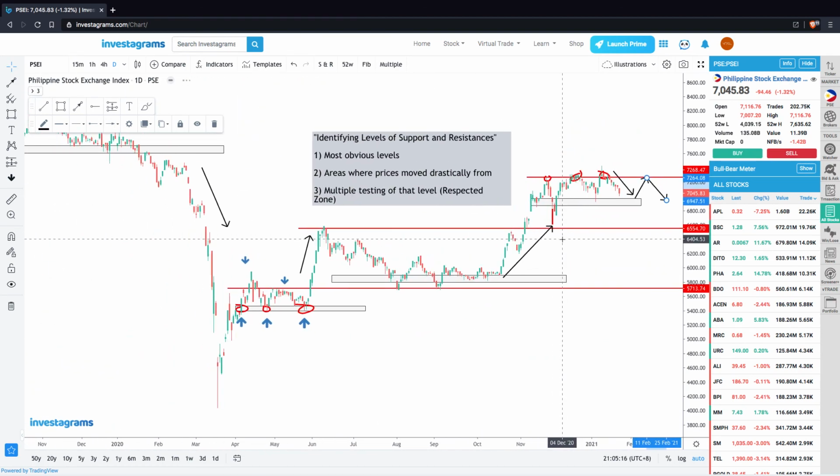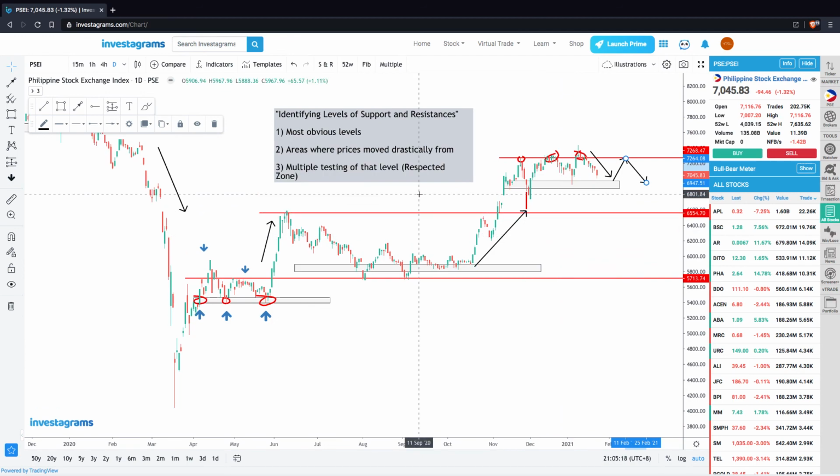So that's it. Those are the three things that I look at when I'm plotting my areas of support and resistances. If you have more questions or something that you want to get clarified, comment them down below on this video. And tomorrow is another trading day, so hopefully this will give you a glimpse of how I do things on my technical analysis, my charting, whenever I upload them.